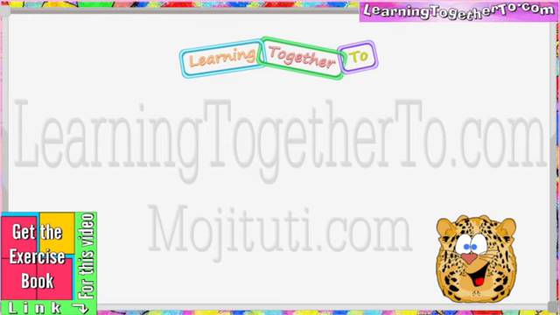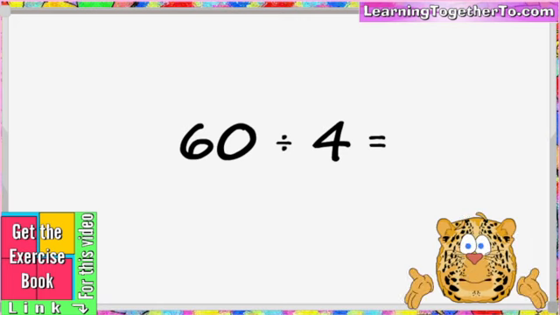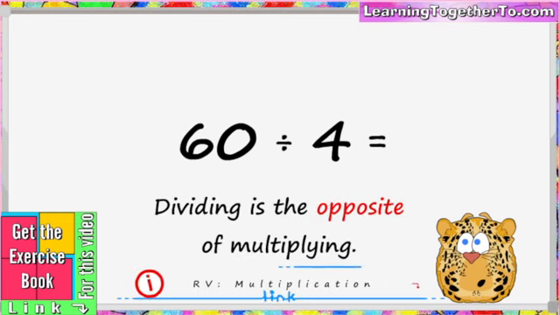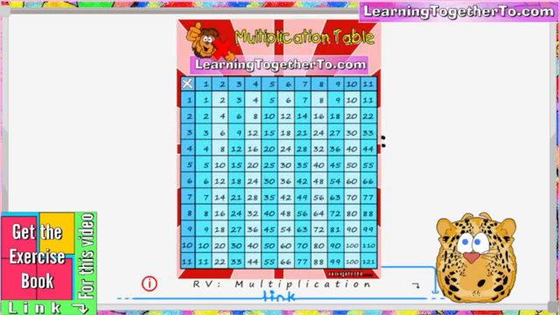Simon, what is 60 divided by 4? That's okay, Simon. We'll work it out together. To divide 60 by 4, we need to use long division. Dividing is the opposite of multiplying, so knowing our multiplication table can help us a lot when we divide. If you have the exercise book, there's a multiplication table towards the end of it that you may like to use to help you when you divide.